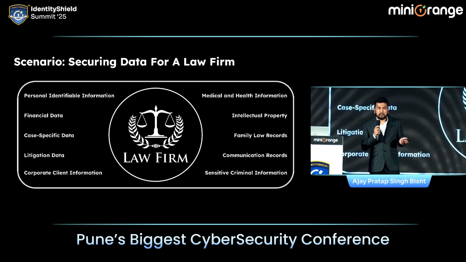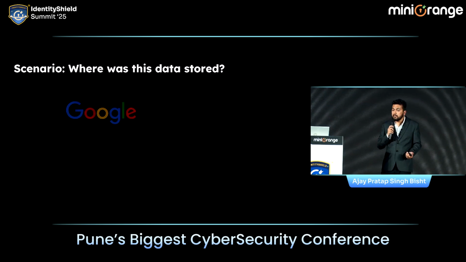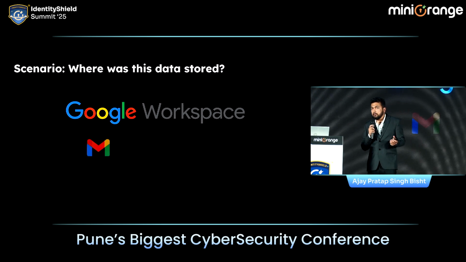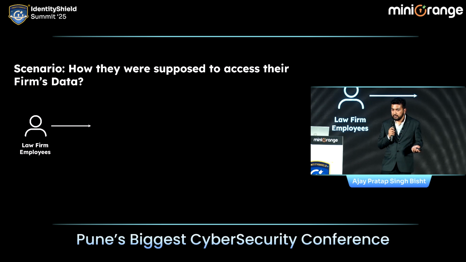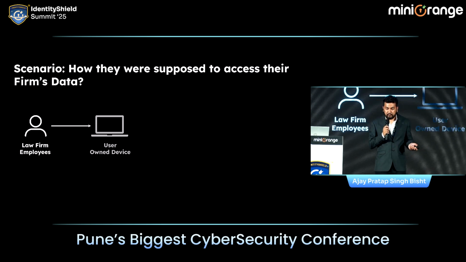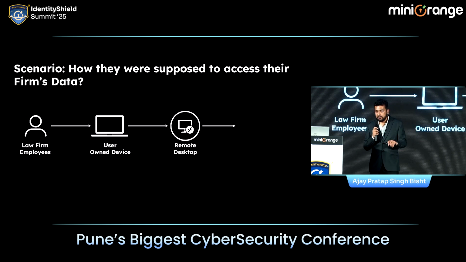They don't want their employees to access this data from unauthorized places or unauthorized networks, or we can say unauthorized devices. But they did. They created a system where their law firm employees should access the laptops. Basically, those devices were user devices. The employees were owning those devices, and they wanted their users to connect through RDP and further connect to their Google Workspace. But there was an issue.